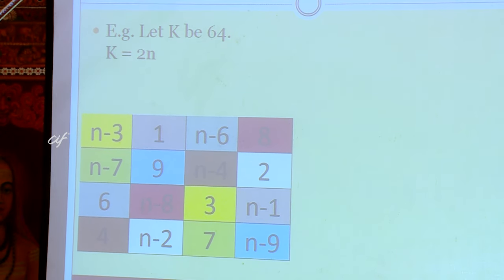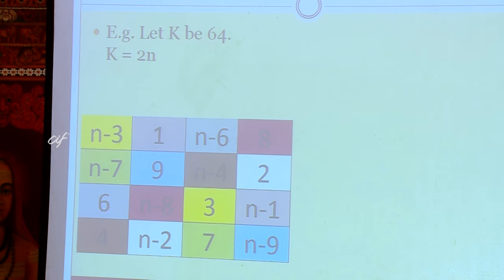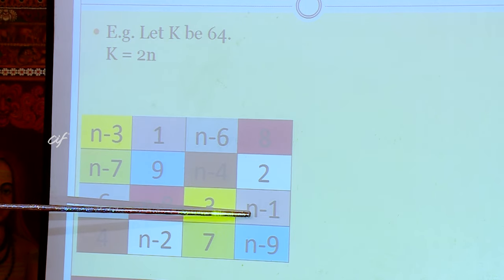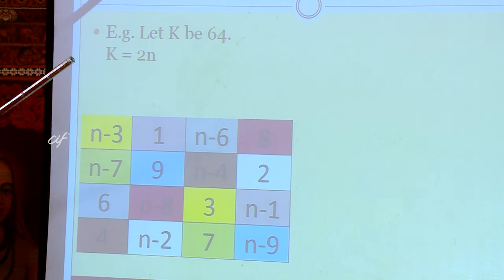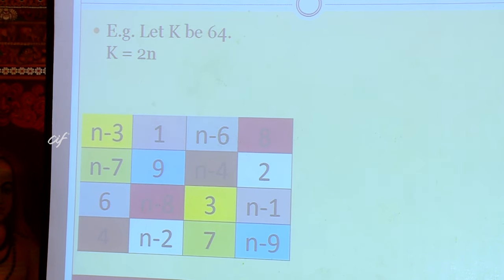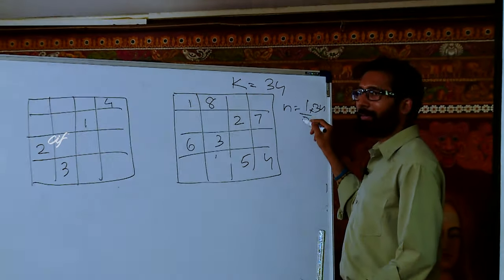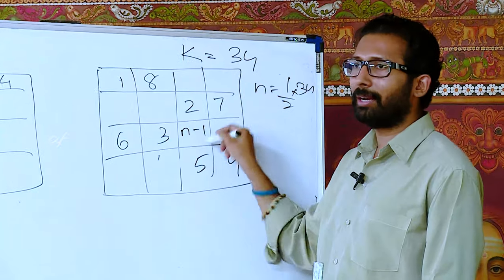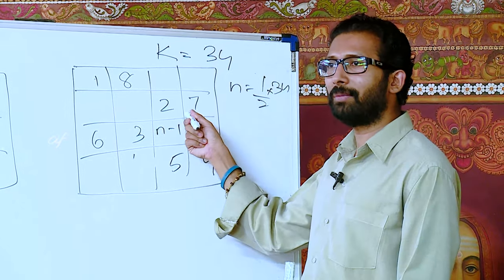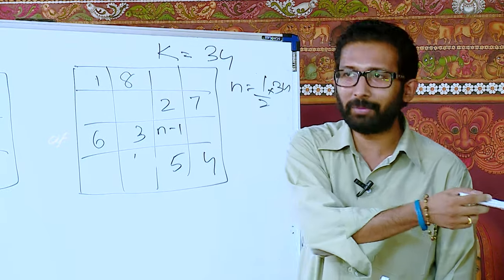In the earlier case for 4x4, we had 34, so half of 34 was 17. So we did 17 minus 1, so 16 should come here. Do you follow? Earlier in the 4x4 magic square, the magic constant was 34, and we were asking 1 plus what number is 34. So 34 was our magic constant k, and we are taking another variable n, which is half of 34, which is 17. So n minus 1, 17 minus 1, will come here. Same thing we are doing over there.